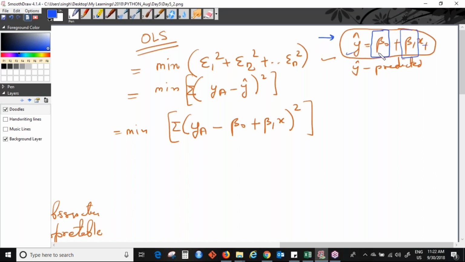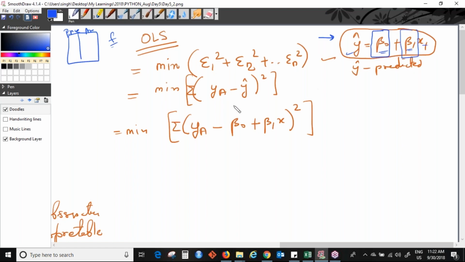Y and X is already known to us, right? You already know the price of house. You already know the area. What you don't know is the function f, which maps the two. Yes, Arpita. So these two are unknown to us. So that is why we are doing all of this to find beta naught and to find beta 1.